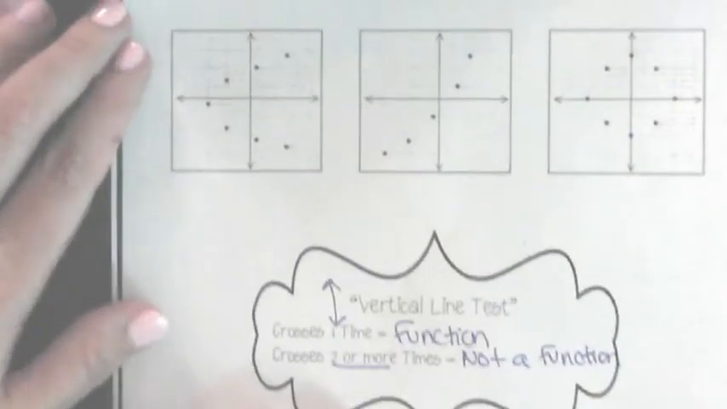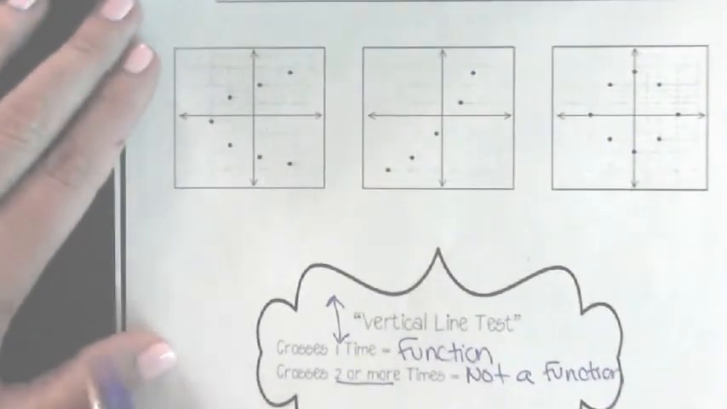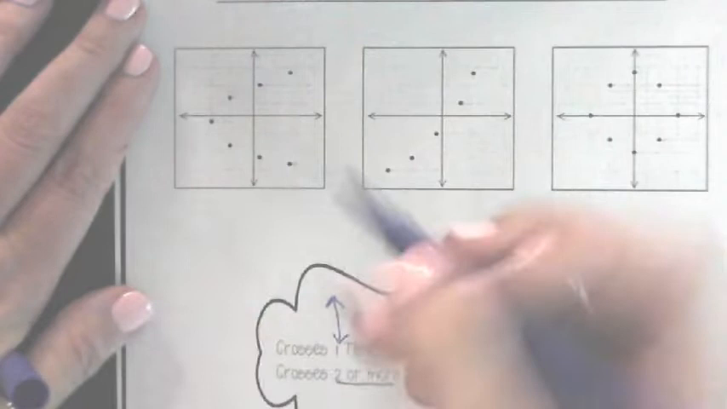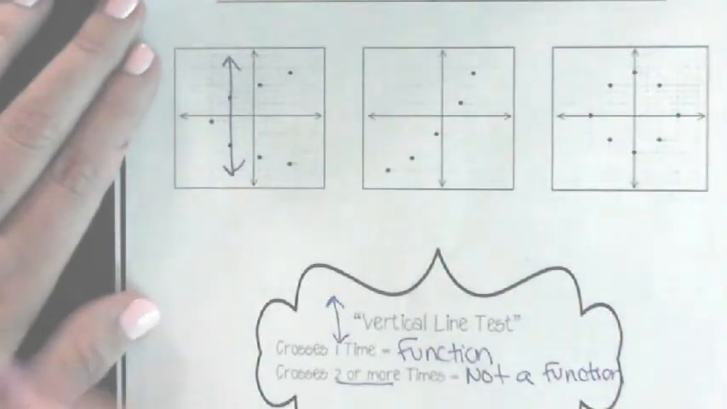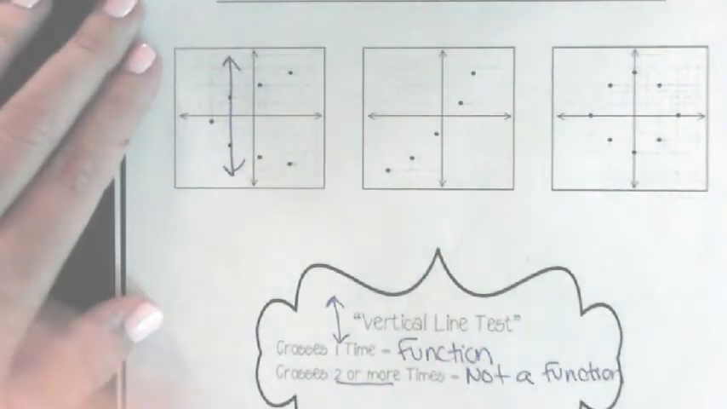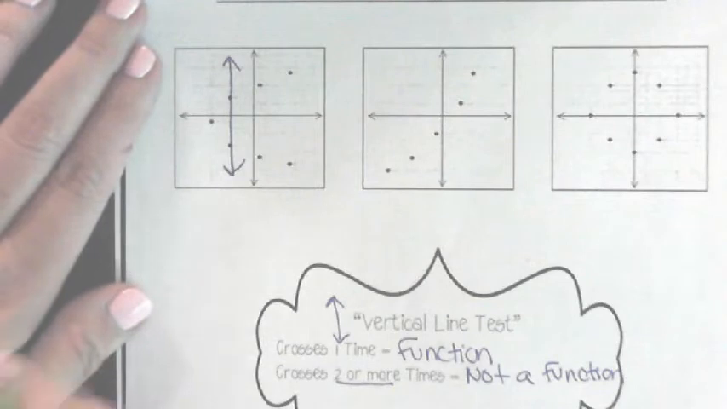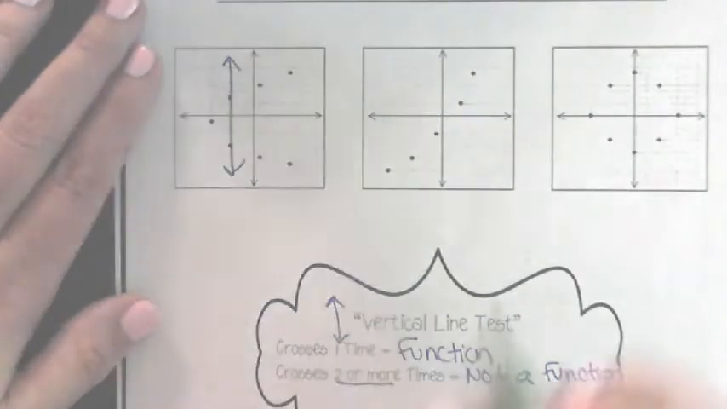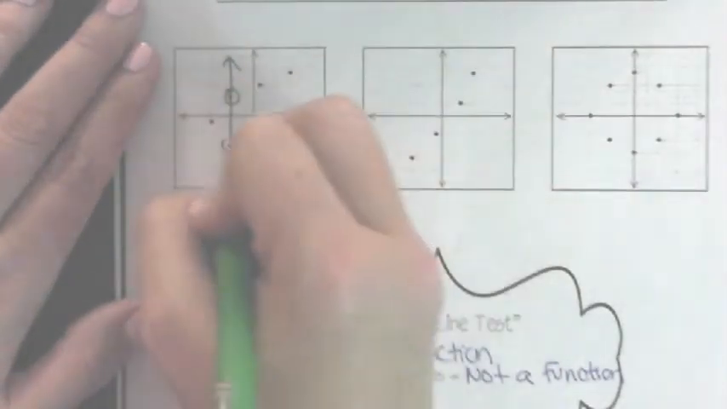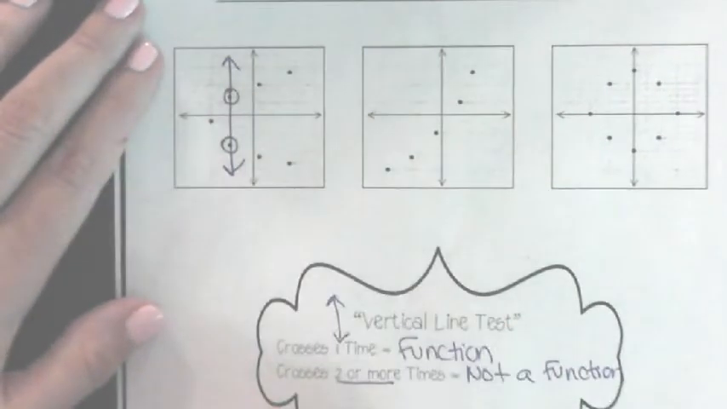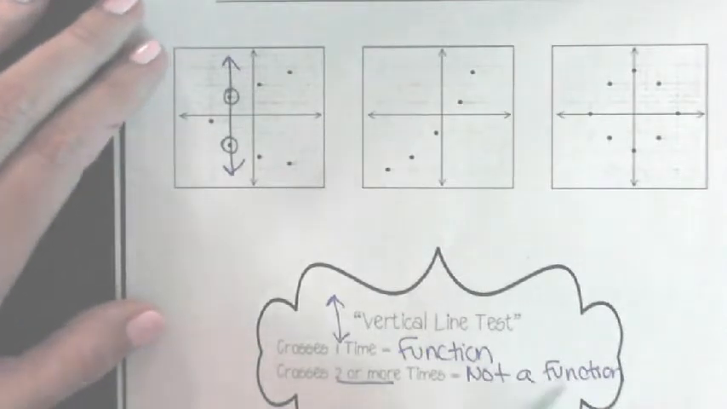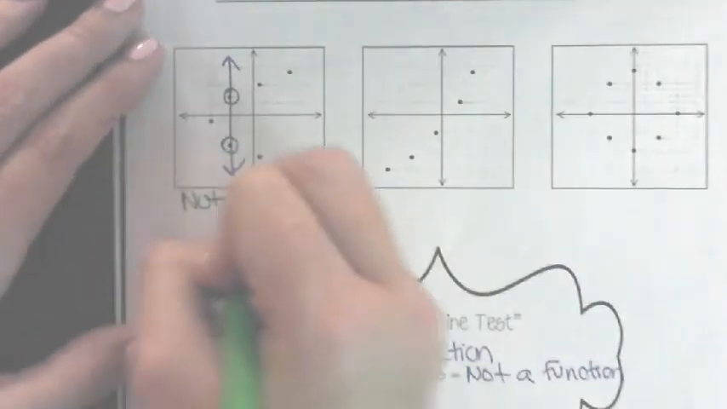So with my first graph right here, if I drew my vertical line right there, how many times does that line cross my graph? It crosses 1, 2. 2 times. According to the vertical line test, is that a function or not a function? Not a function.